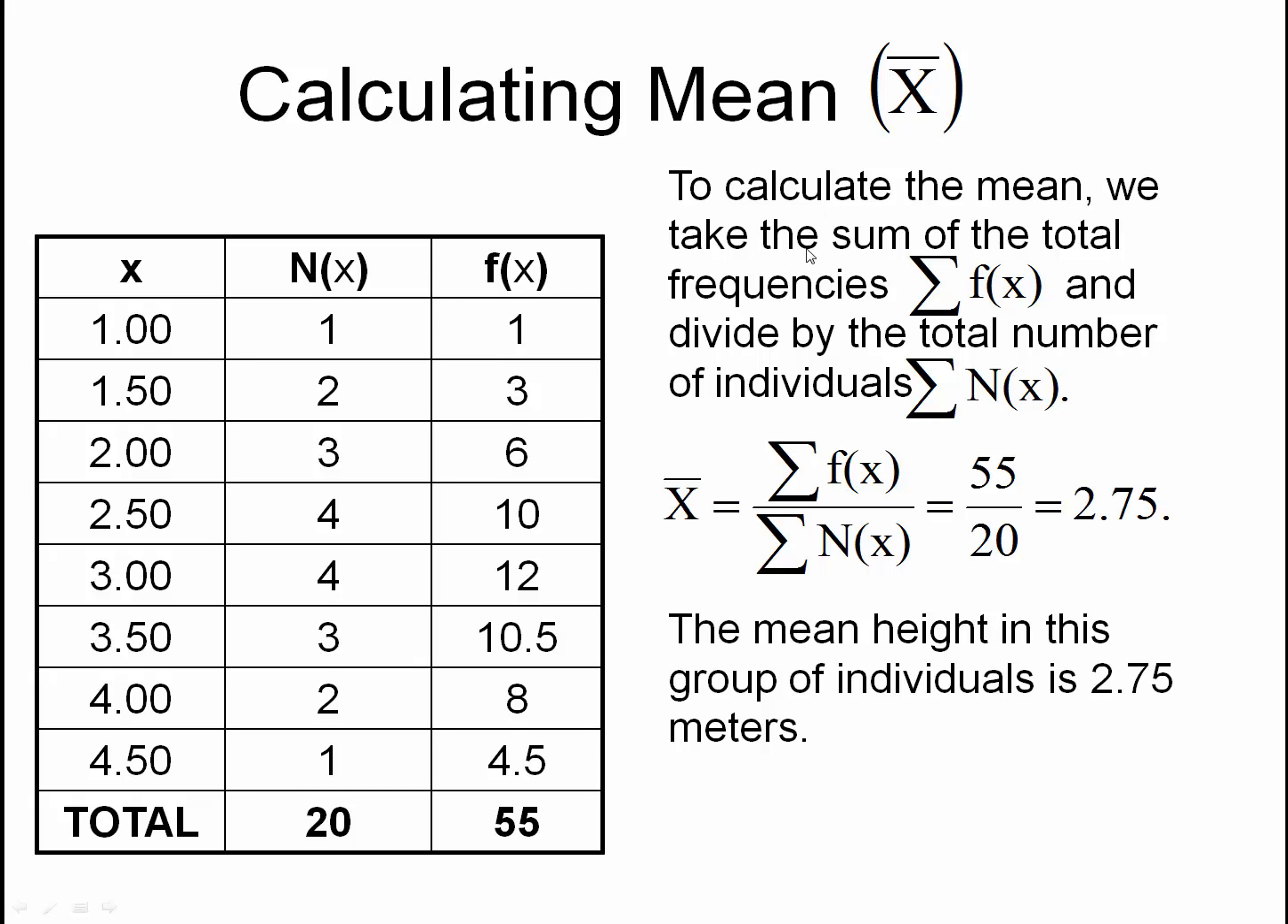To calculate that, we take the sum of the total frequencies. This Greek sigma means sum over all the possible values of x, of f of x, and that just means take the sum of all the cells here in this column. Then you divide it by the sum of all the individuals, which is just the sum of this column. If we sum up all these values here, you'll see we get 55. And for the n, if we sum those all up, we get 20, meaning there are 20 individuals that have been sampled. So we're looking at 55 divided by 20, and that's equal to 2.75. So the mean height in this group of individuals is 2.75 meters.